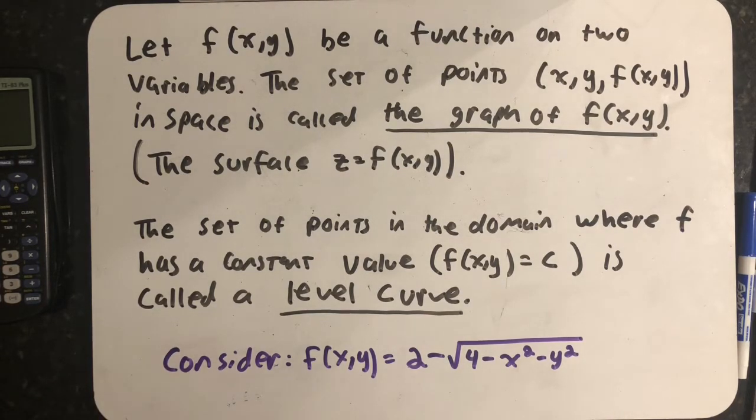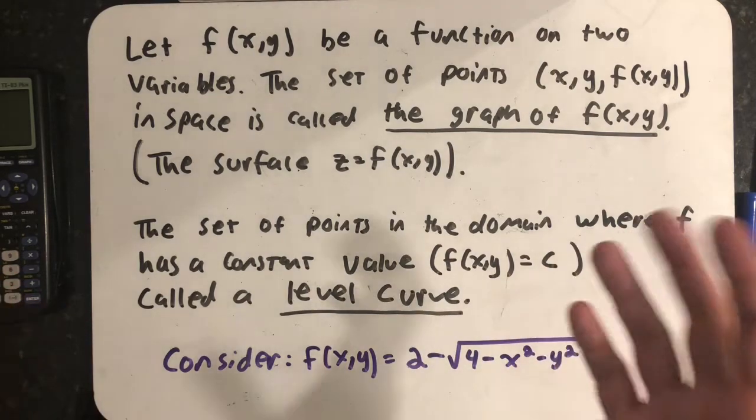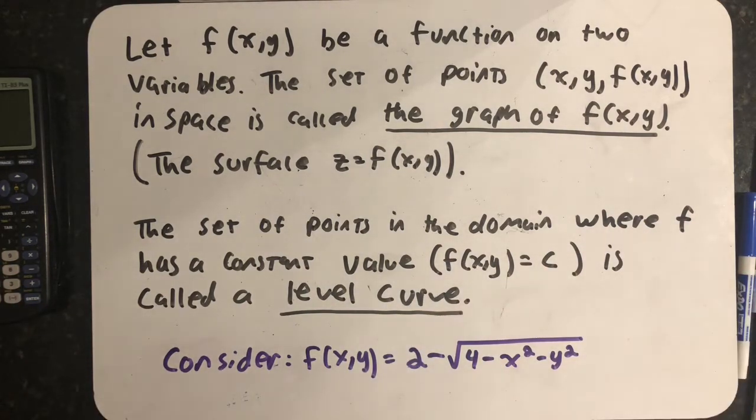The set of points in a domain where f has a constant value. So if we set the function itself equal to a constant, we get what is called a level curve in the domain. And I want to take a specific example to examine these two definitions.